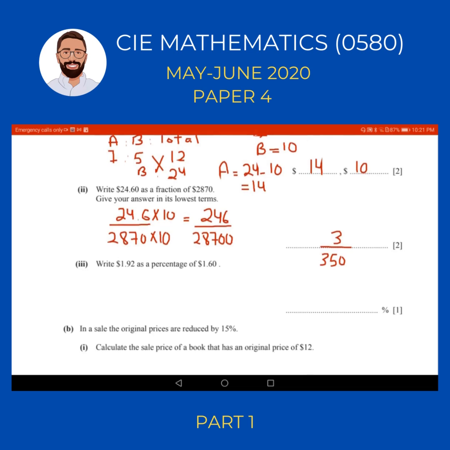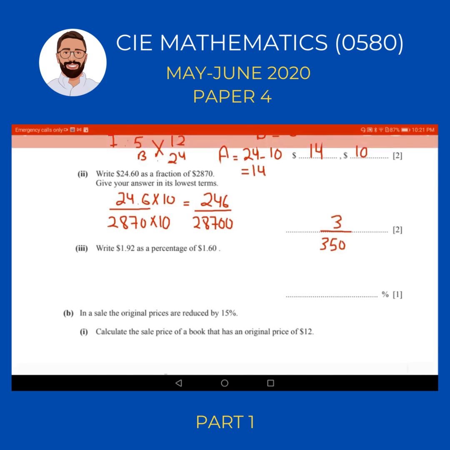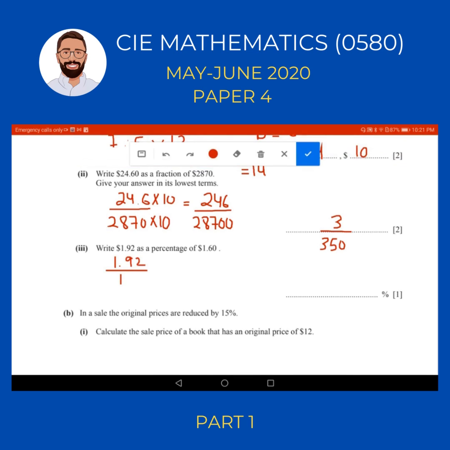Now in (a)(iii) I need to write $1.92 as a percentage of $1.6. So as a percentage means I need to divide 1.92 over 1.6 times 100. So the answer is 120%.